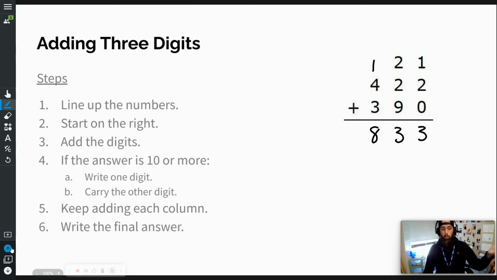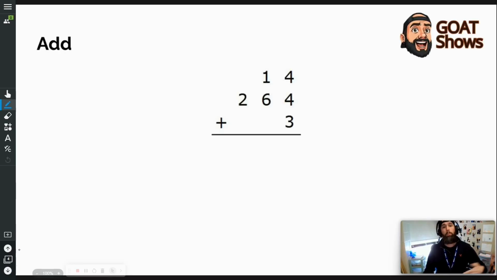Okay? So we're going to do that a bunch of times. Practice, practice, practice. Then you're going to do some on your own. Start all the way to the right, add them up, and remember your numbers along the way.